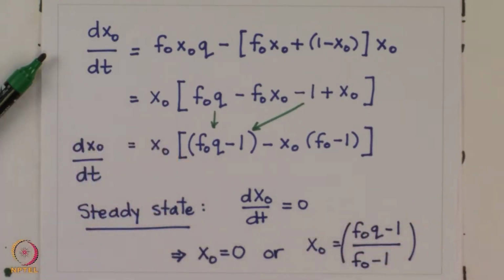So, this system has two steady states, and I leave this as an exercise for you to comment on the stability associated with these two steady states after assuming certain values for f0 and q, which are constants in the system of equations that we have developed here.